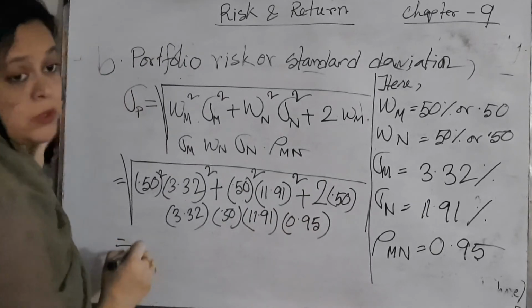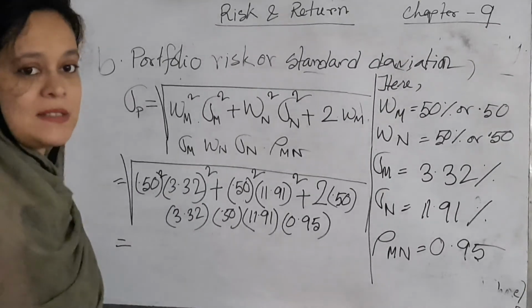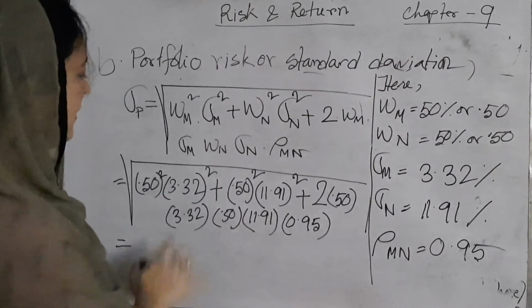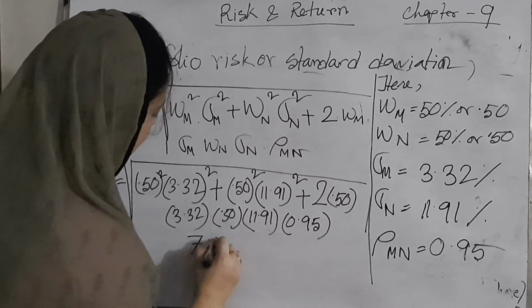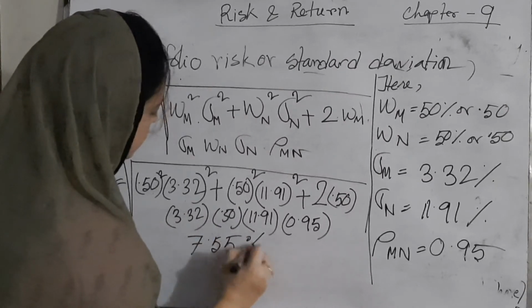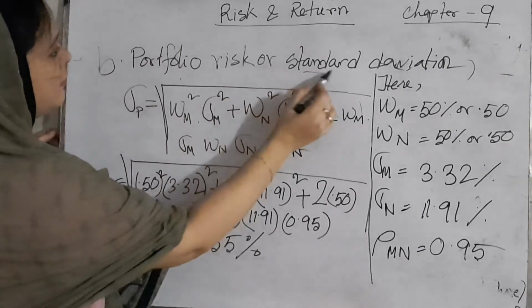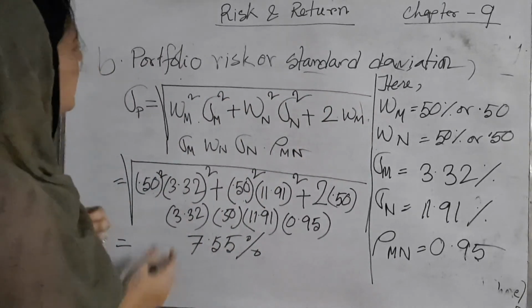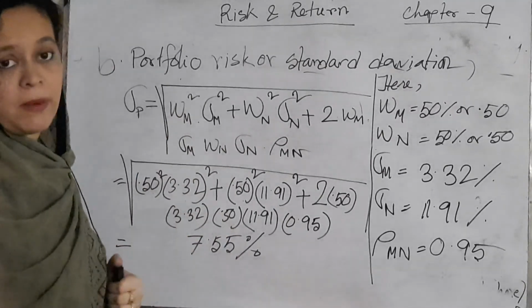Now we have to calculate through the calculator. You can calculate, my dear students, and here the result is 7.55%. This is the answer of portfolio risk, or we can say portfolio standard deviation. For today, that's all, my dear students.